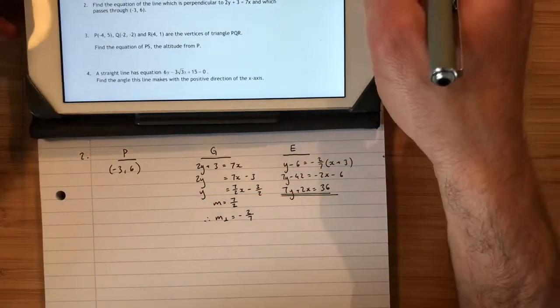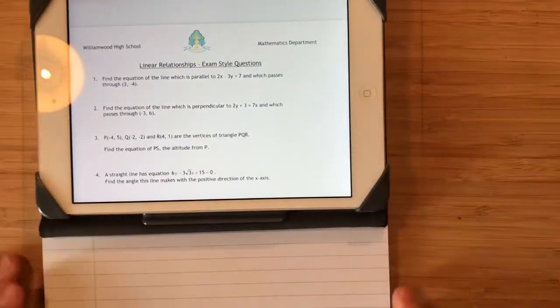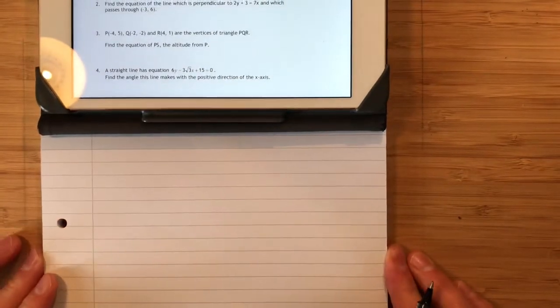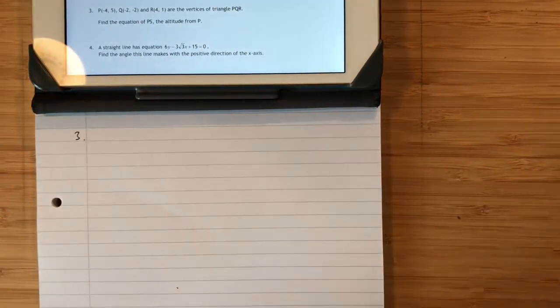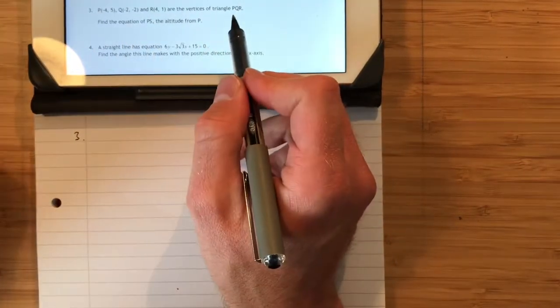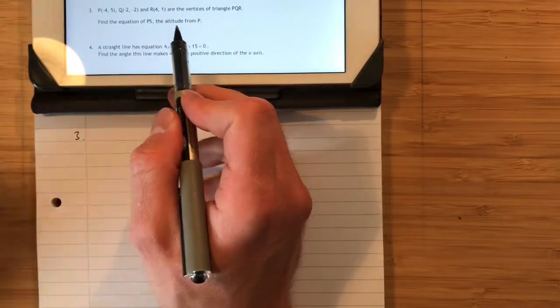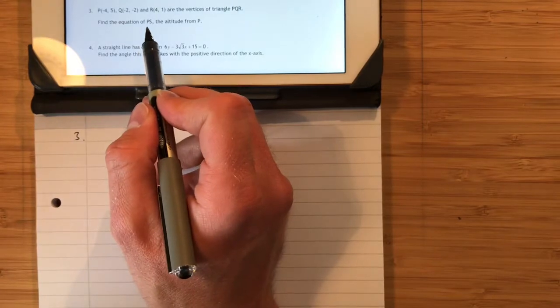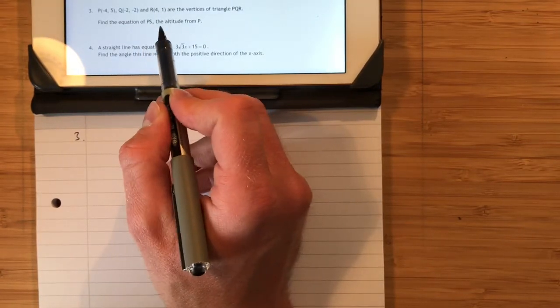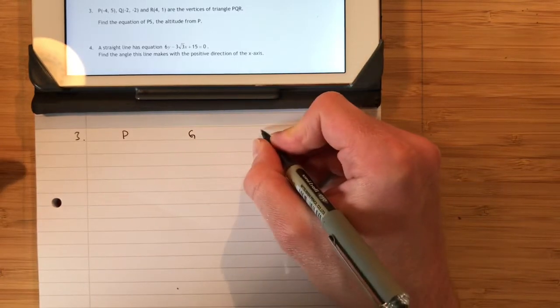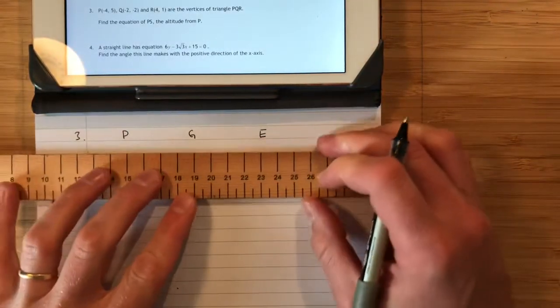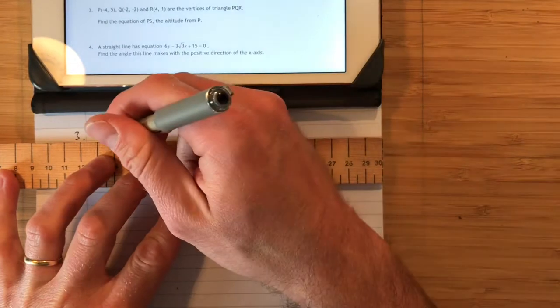Right, question number 3. That and that are the vertices of a triangle. Find the equation of PS, the altitude from P. I don't care that it's called PS, I don't care what S is. It wants the altitude from P. So again, it's asking for an equation, so I do point, gradient, equation. The altitude from P. What do I know about an altitude?